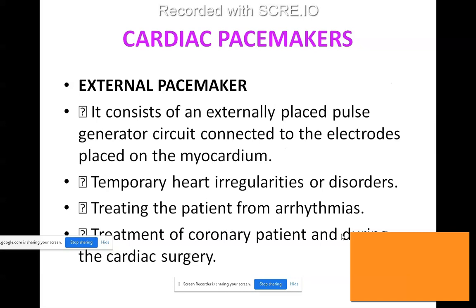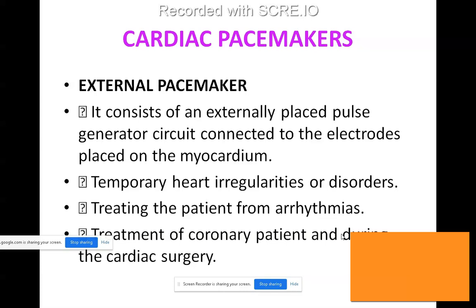And then the external pacemaker. This external pacemaker will be placed externally, that is outside your body. You can use the pacemaker outside of your body; it is not permanently implanted.